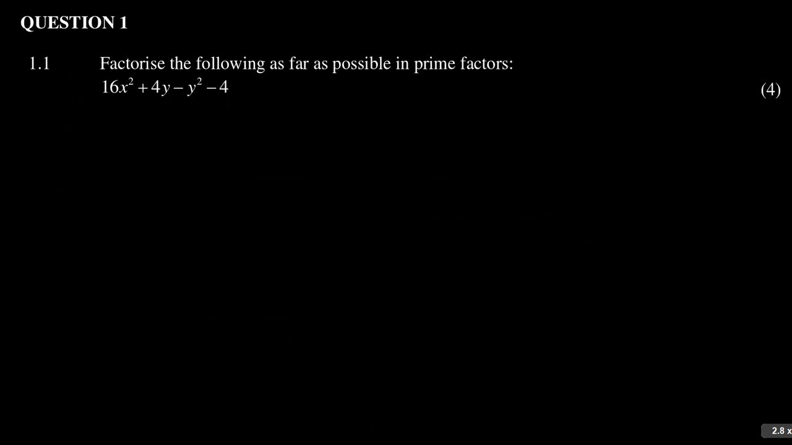Now let us start with our first question. This was question number 1. And question number 1.1 says factorize the following as far as possible in prime factors. So the key word first is to factorize. The second one says as far as possible, and you must leave your answer in prime factors.